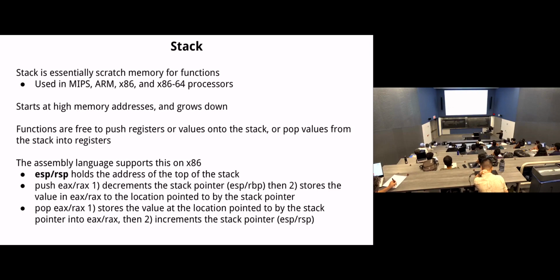Pop instruction is the opposite. So when we do a pop EAX, this instruction doesn't say anything about the stack, right? Syntax-wise, it doesn't mention ESP. But what it does is first store the value pointed to by ESP into the register EAX. Then it increments the stack pointer by 4 bytes. If it's 64-bit, then it's 8 bytes instead of 4, but the same logic applies.